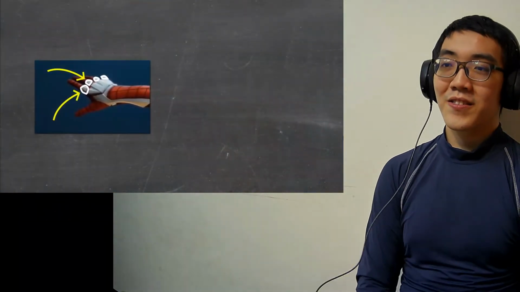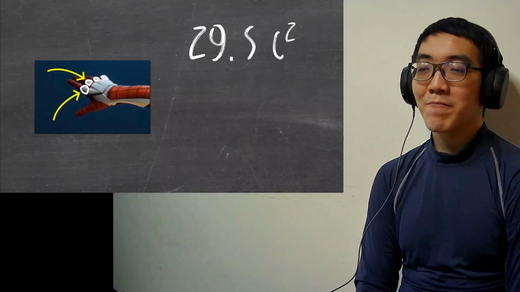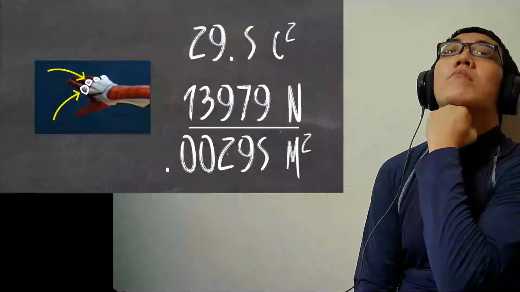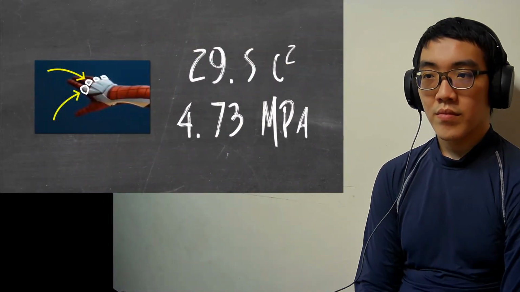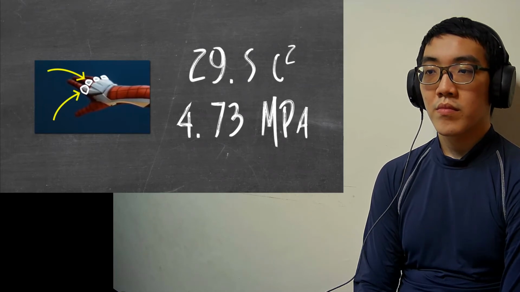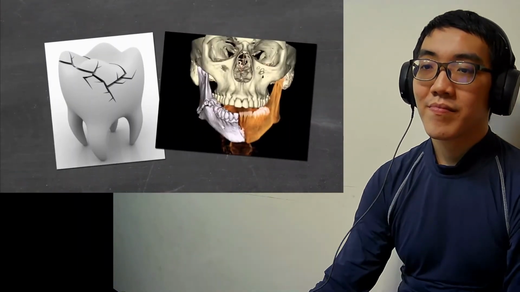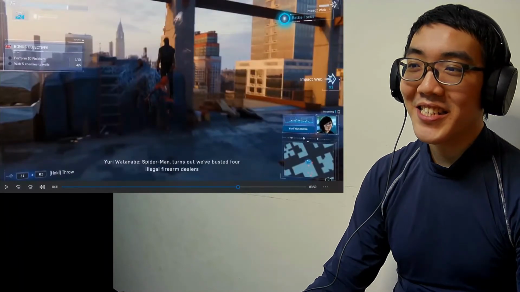Here, we can determine that the strike surface of Spidey's fist is roughly 29.5 square centimeters. All we have to do now is divide our force over the area of his fist, and BAM! We get a pressure exerted of 4.73 megapascals to be exact. That's 4 times the pressure exerted by teeth from a human bite. That means probably some broken teeth and a cracked jaw, but it gets way worse from there.